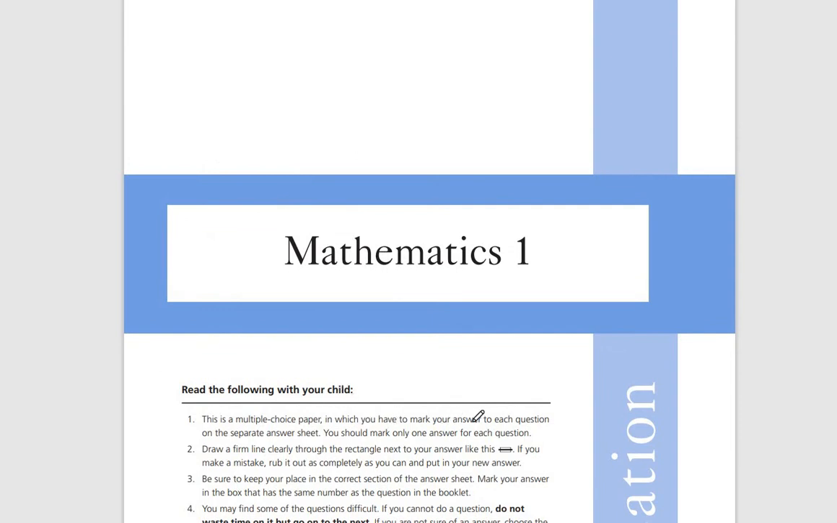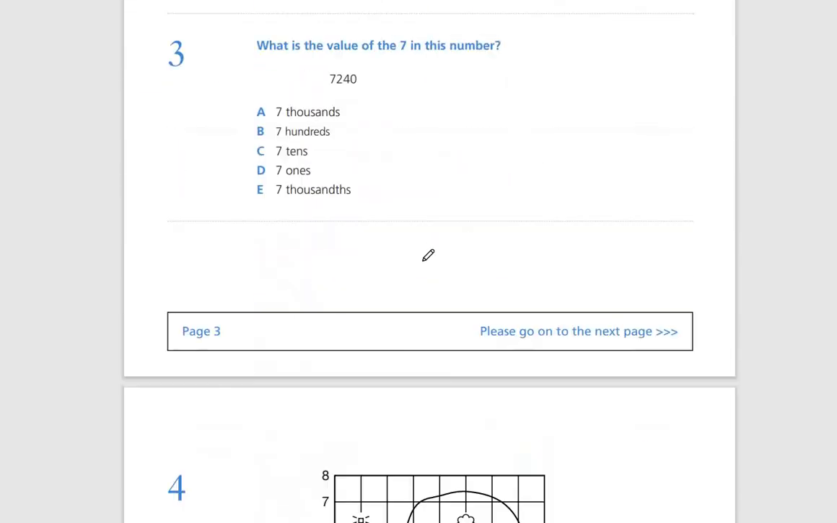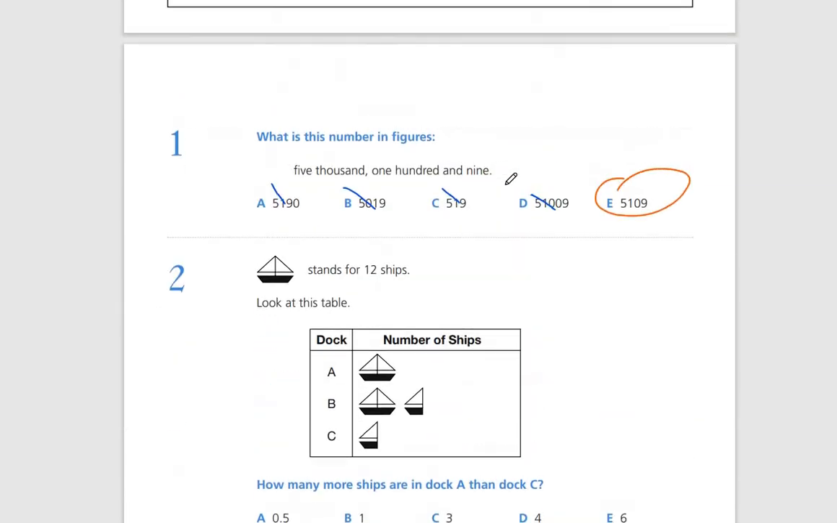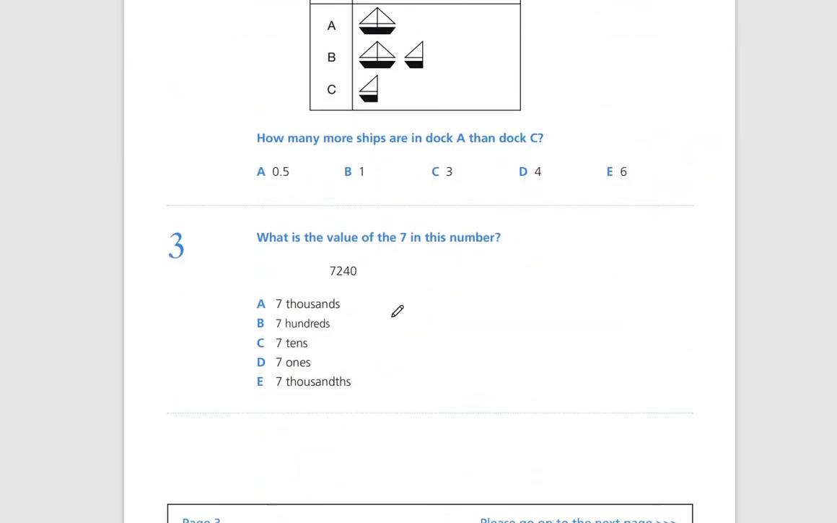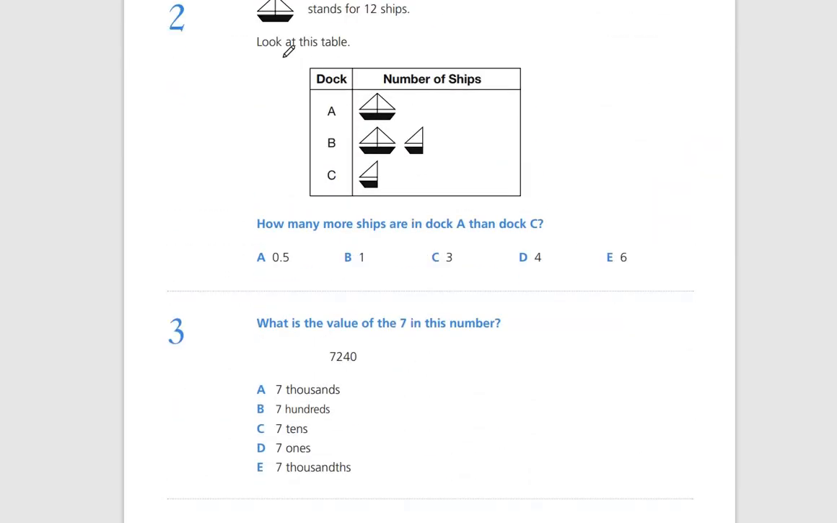Let's circle the answers. Oh, it has a different answer sheet, but we don't have that, so let's carry on. The boat stands for 12 ships. Look at this table. How many ships are there in dock A and dock C? Well, dock A has one boat, which stands for 12 ships, as it said. And then dock C is half a boat. Half of 12 is 6, so that means C is 6. If we wanted to find out what B is, we knew that one whole is 12, and a half is 6, and 12 and 6 make 18.